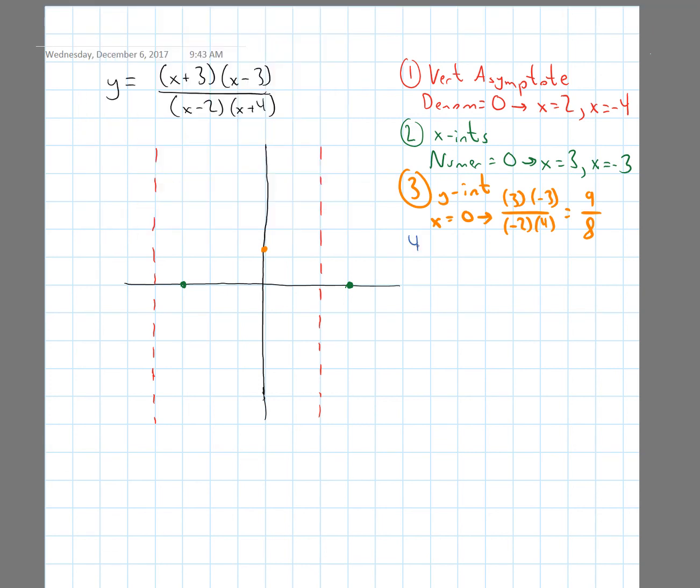Horizontal asymptote. Which is when x goes to infinity. We're going to have a really similar thing here. When x goes to infinity, something we would see would be y equals infinity plus 3.